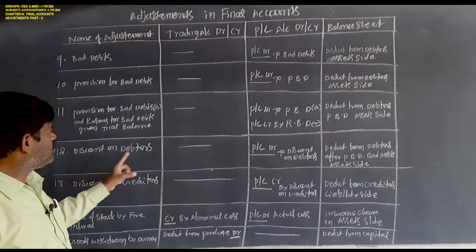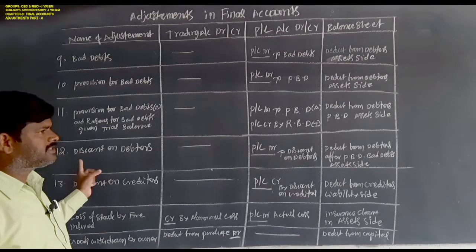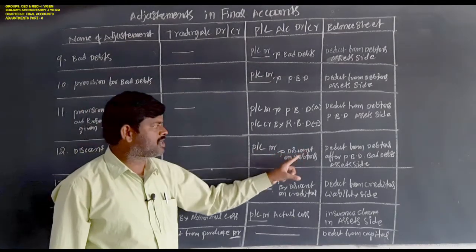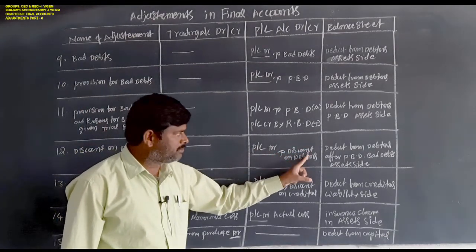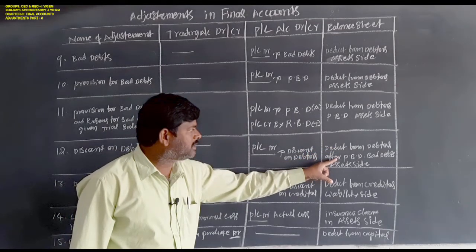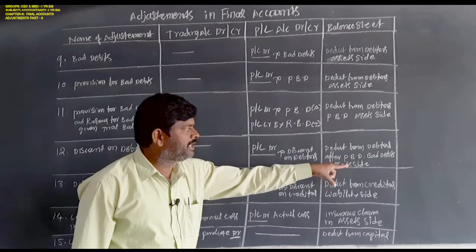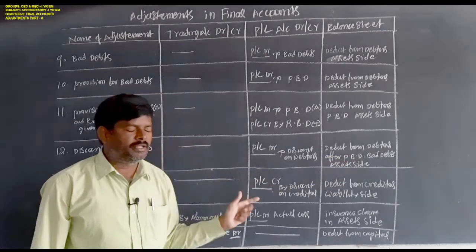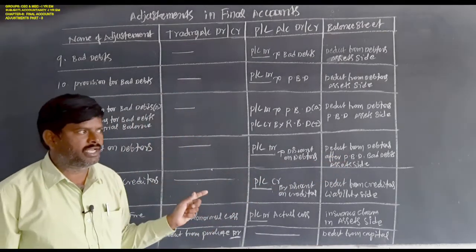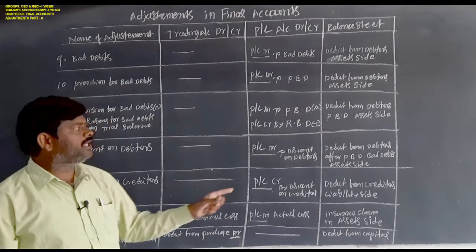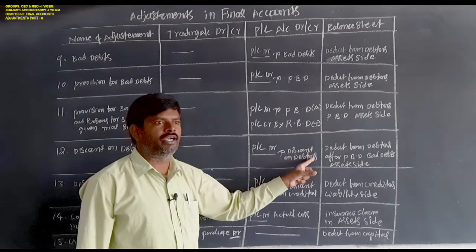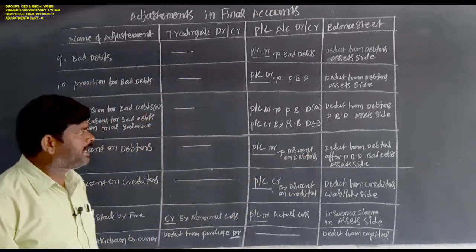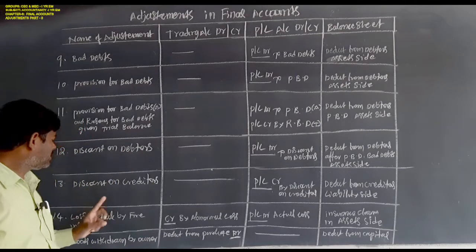Next, discount on debtors. If any discount on debtors is given, it goes on the P&L account debit side, and it must be deducted from the debtors on the asset side after PBD and bad debts. If any bad debts or PBD is there, after deducting those, then only deduct discount on debtors from the debtors. This is about discount on debtors.